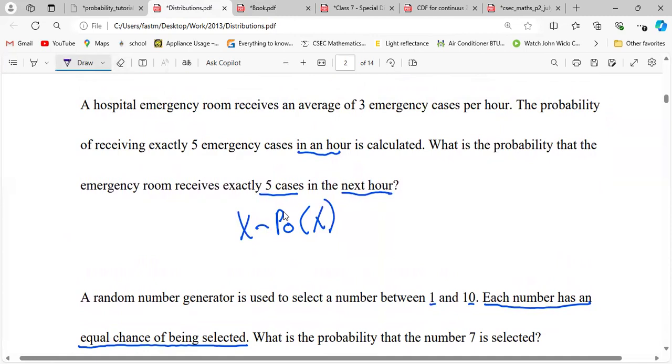So a hospital emergency room receives an average of 3 emergencies per hour. Look at the interval. They give you an interval there. What is the probability that the emergency room receives exactly 5 in the next hour? You see how it's similar to binomial, but they're giving you an interval. No other distributions have anything to do with intervals, so Poisson will be the easiest thing to see. Just looking at it, you can see it's Poisson.